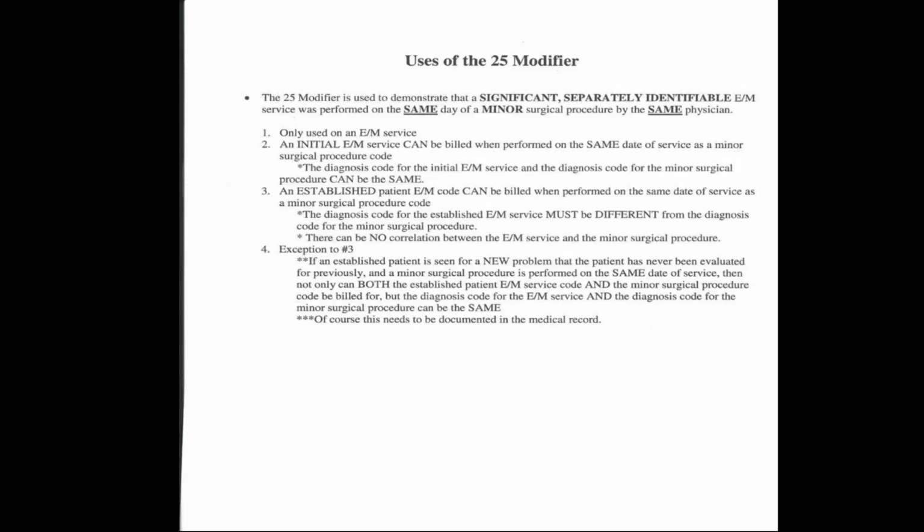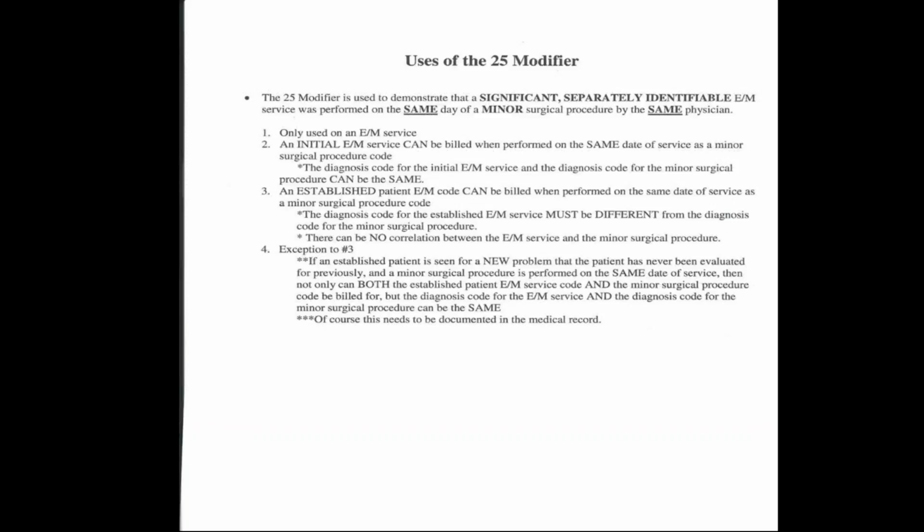An initial E&M service can be billed when performed on the same date of service as a minor surgical procedure code. The diagnosis code for the initial E&M service and the diagnosis code for the minor surgical procedure can actually be the same. The question is why? You've never seen this patient before. It's a new patient. The physician does the appropriate history, physical examination, and medical decision-making, the three key components that make up an E&M service, and comes up with a working diagnosis that demonstrates medical necessity.